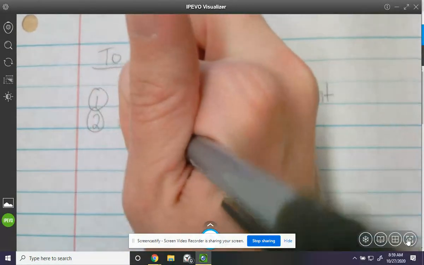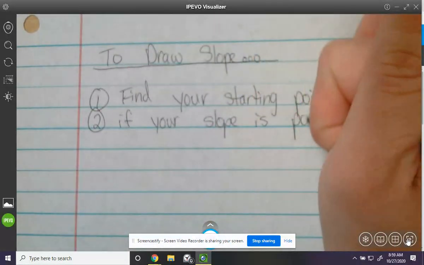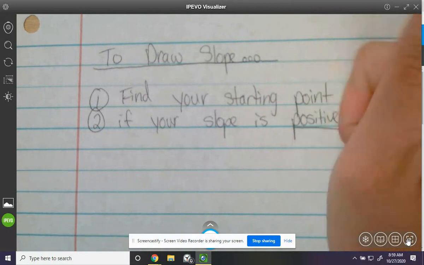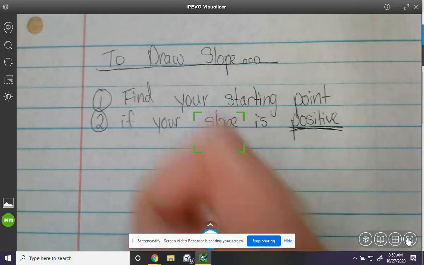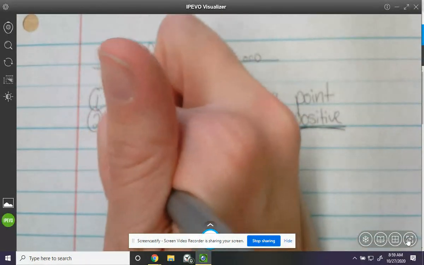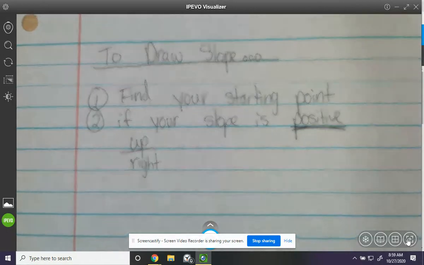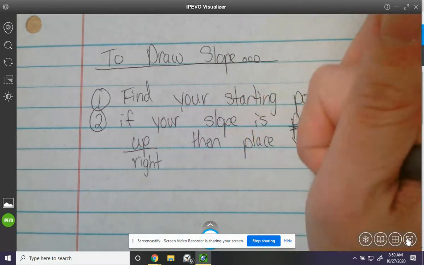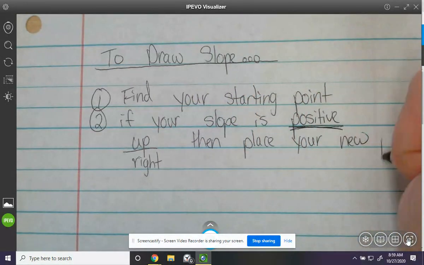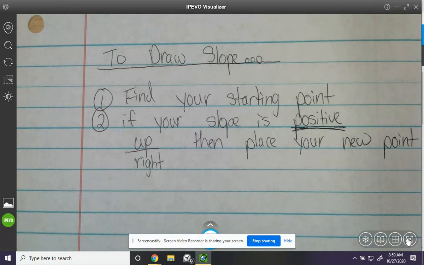So if your slope is positive, I'm going to underline that so we can find it easy. If your slope is positive, you are going to go up and then to the right. Up first and then to the right. Okay, then place your new point on the graph there, wherever you counted to. So if it's positive, you go up and to the right.